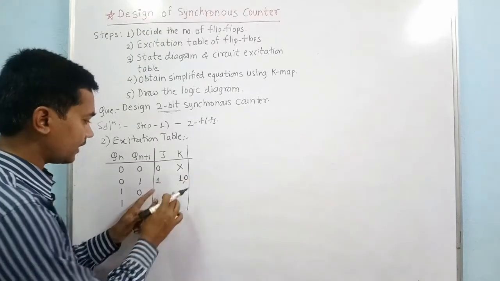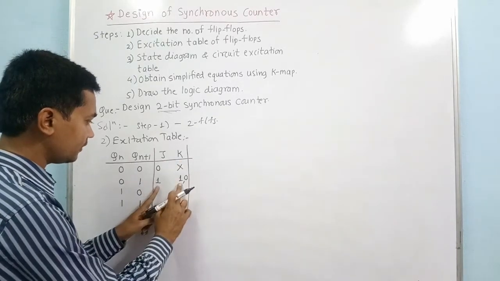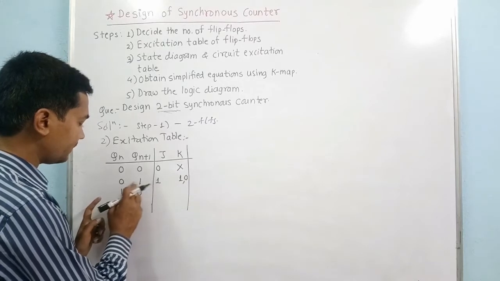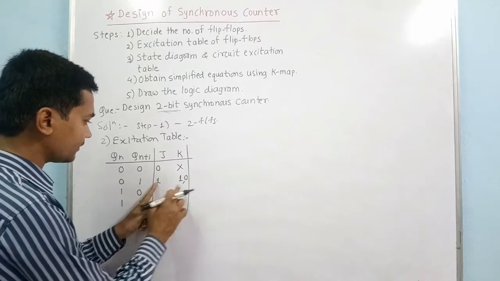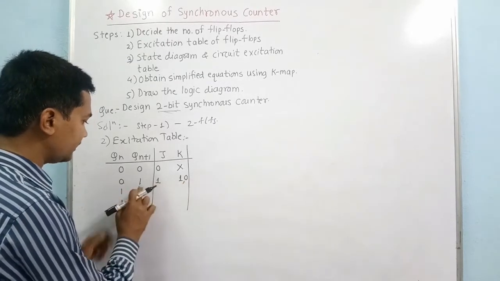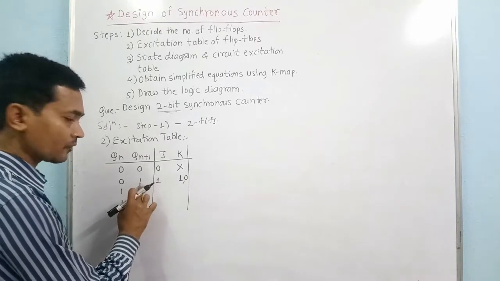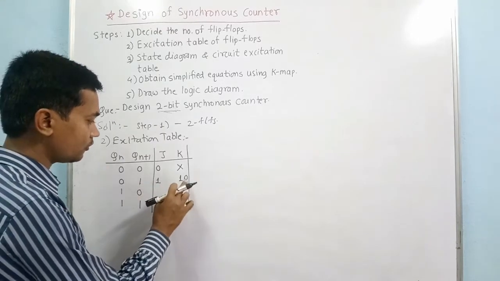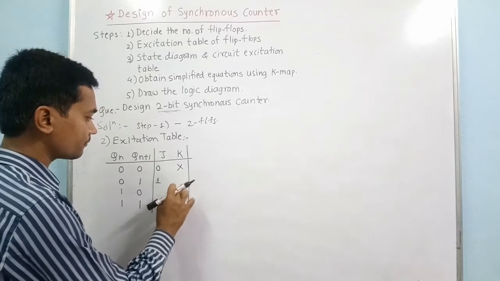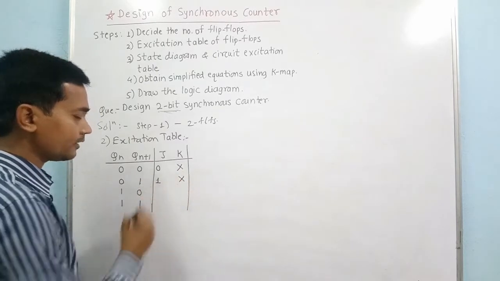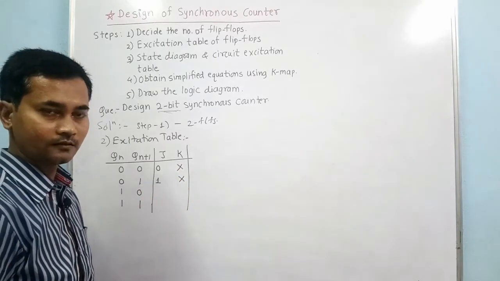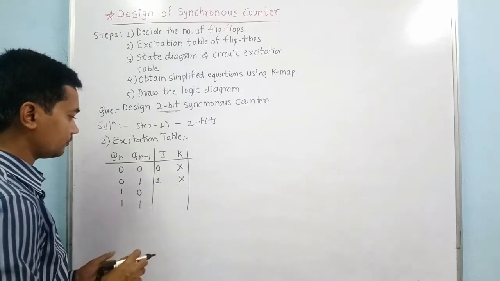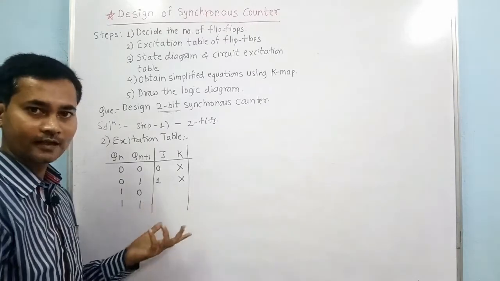Okay, so for J and K equal to 1 1, or 1 0, this state may be achieved by using 1 0, this next state may have 1. Okay, so 1 0 means what? Don't care. So I'll write here simply don't care. Clear? Okay, so if you have any doubts here, then you can write in the comment box.